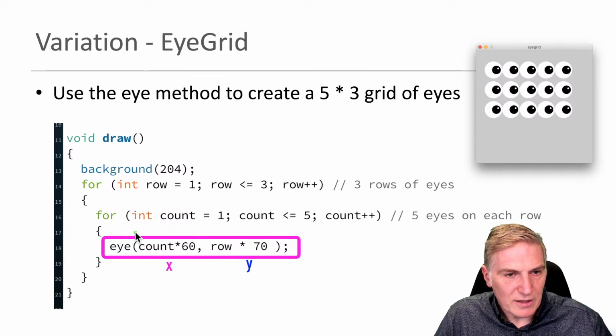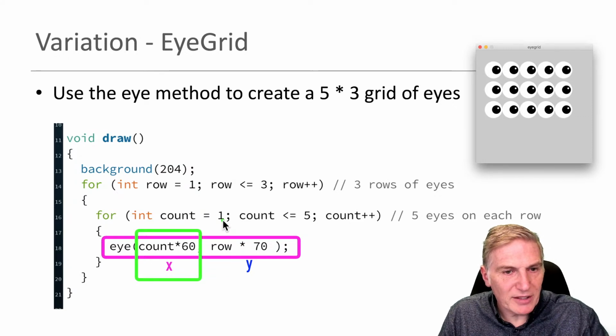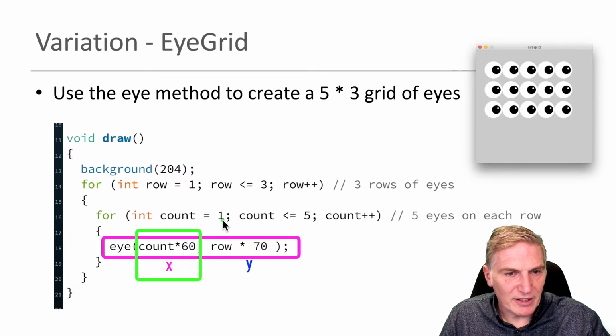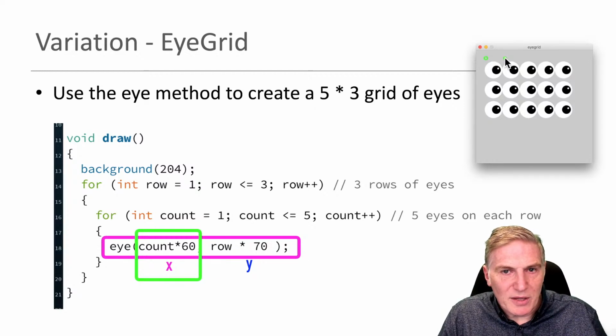So, if we look at this part here, we're saying count multiply by 60. My count is going from 1 to 5, and we're saying multiply the 1 by 60, then multiply 2 by 60, 3 by 60, 4 by 60, and 5 by 60. So this is giving us the distance across each time. This point here is over 60. This is going to be 120, 180, 240, and 300. And this gives us the X position to draw the eye in.